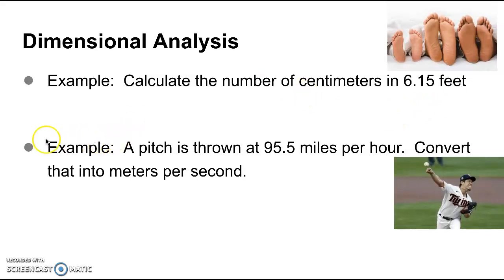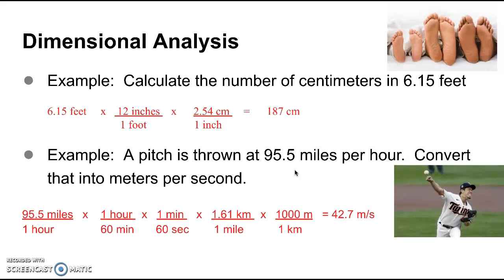The second example: a pitch is thrown at 95.5 miles per hour, and we want to convert that into meters per second. This example shows a rate. A rate is something per unit time. We're starting off with miles per hour, and we want to convert that to meters per second. So there are really two conversions that have to happen. We have to change miles into meters, and we have to change hours into seconds.